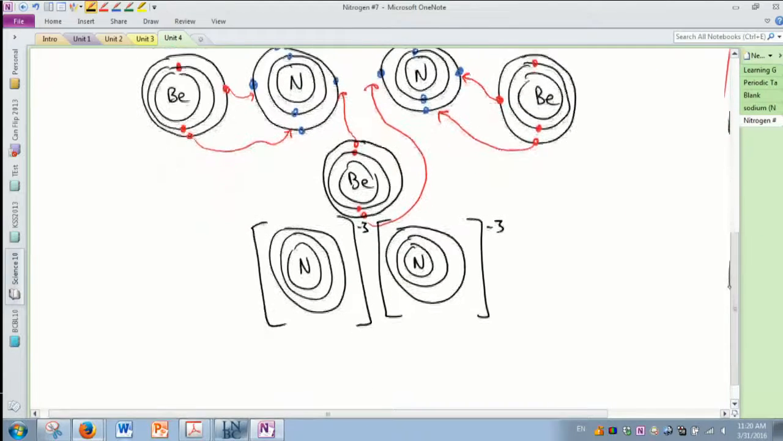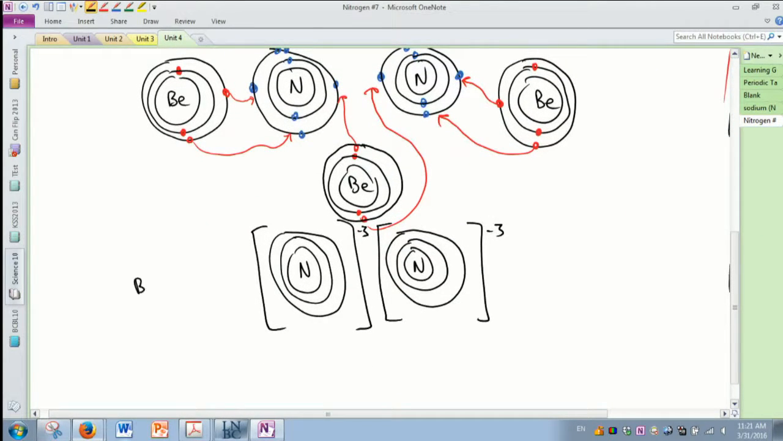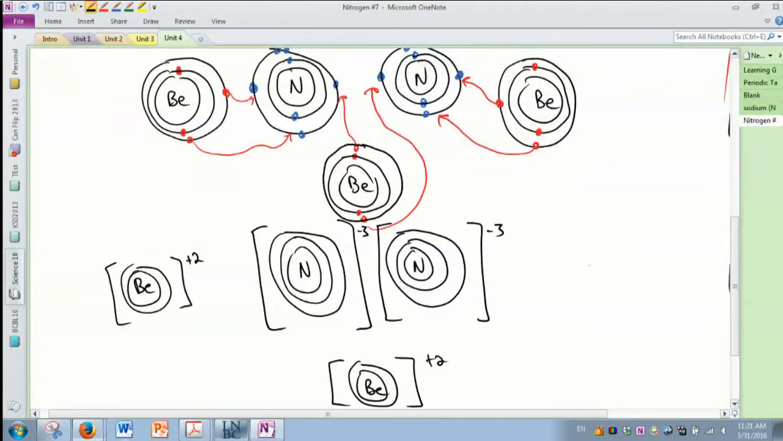My berylliums have all lost electrons, and they will all have a charge of +2. I'll draw in my electrons here in a second. What is Be3N2? Be3N2 is beryllium nitride. That's what we actually call it.